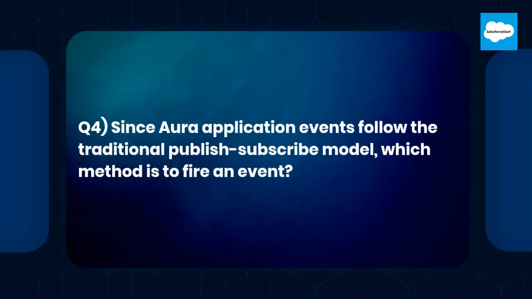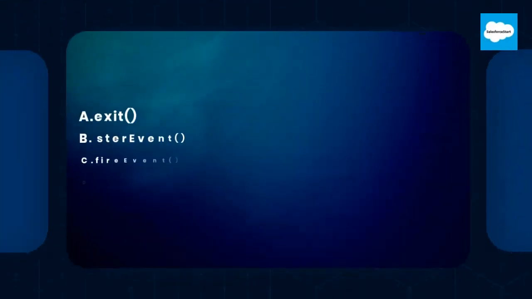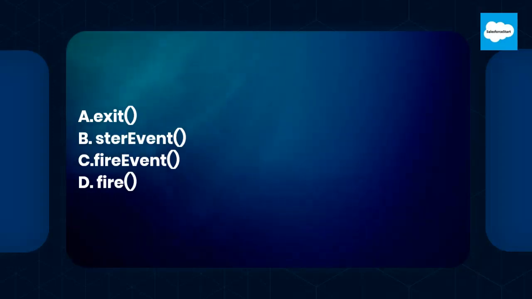Q4. Since Aura application events follow the traditional publish-subscribe model, which method is used to fire an event? A. Emit. B. Fire event. C. Fire event. D. Fire. The answer is option D.